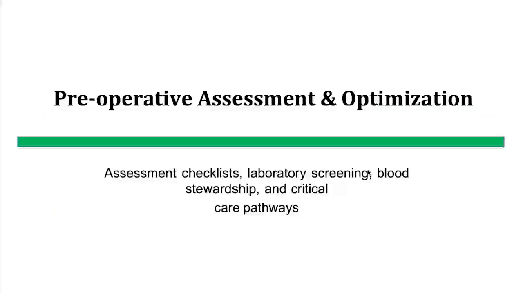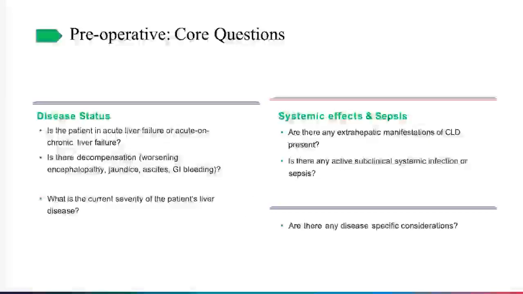So then when you get a patient with liver disease for any procedure, we do pre-op assessment and optimization. There are a few core questions we should answer during the pre-op assessment. First thing is you have to know whether the patient is in acute liver failure, acute on chronic liver failure, or decompensation of chronic liver cell disease, because all these three entities carry high perioperative mortality.